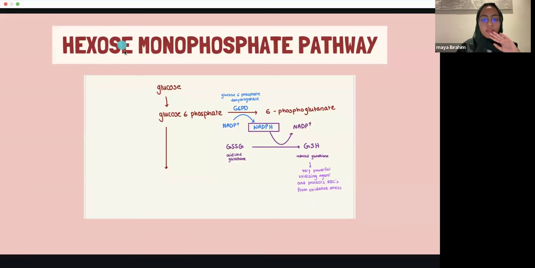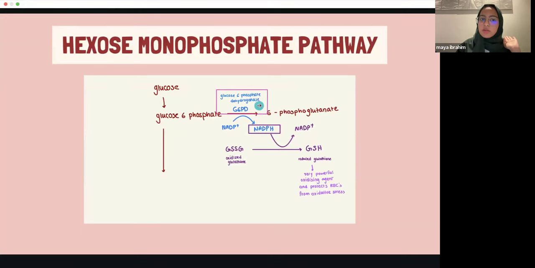Now, sometimes this very important enzyme, G6PD, is deficient. And this is very bad because if it's deficient, then we can't carry out this pathway and we can't produce NADPH, which converts this to this.